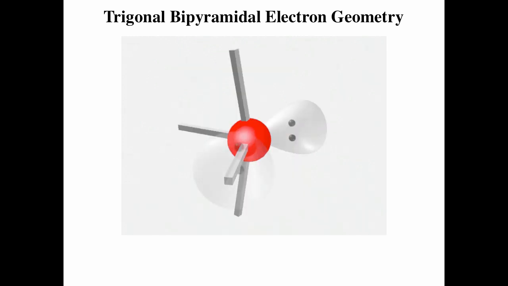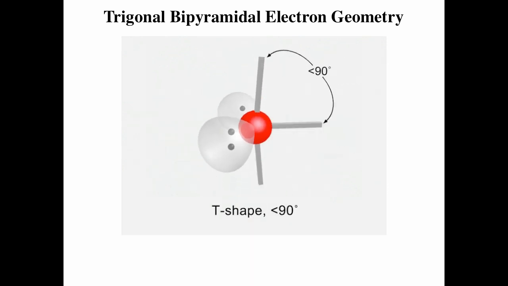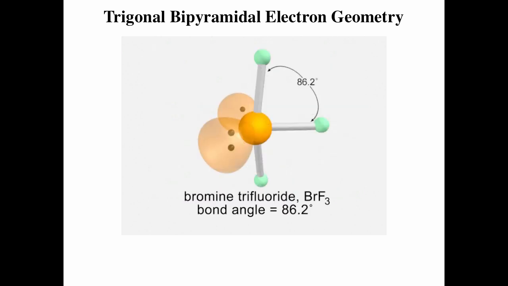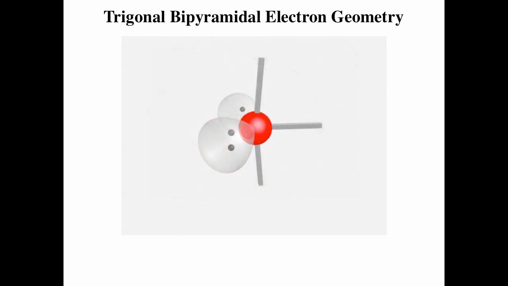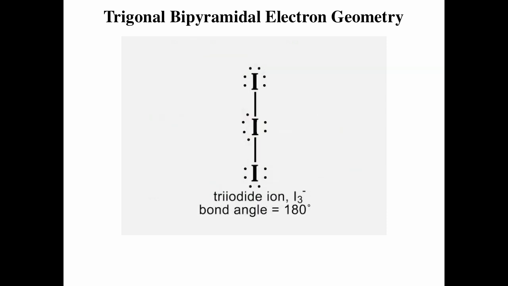With 2 lone pairs, the object is T-shaped, and the 2 remaining angles are less than the ideal 90 degrees. Bromine trifluoride is a T-shaped molecule. The final shape in the trigonal bipyramidal arrangement occurs when a 3rd equatorial lone pair repels the axial groups to 180 degrees. The object has a linear shape, as in the case of the triiodide ion.